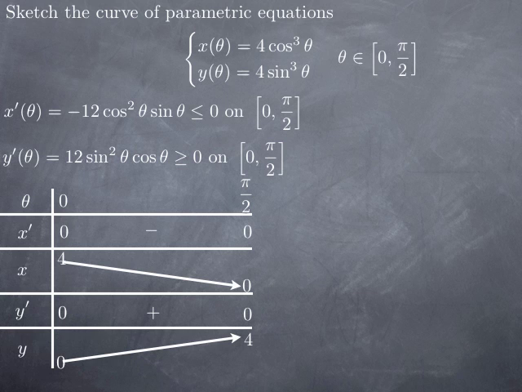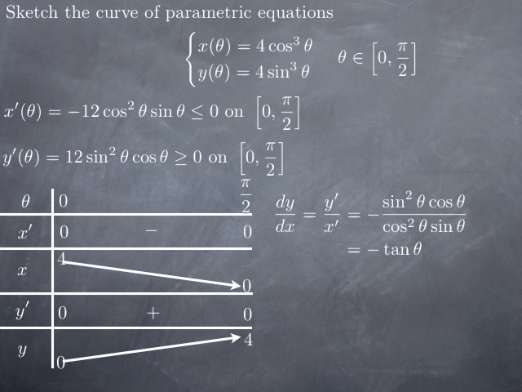The value of x at 0, if you plug theta equals 0 in the expression for x, you get 4 times 1, so x is 4, and at pi over 2 the cosine is 0 and therefore x is 0, whereas for y, when we plug 0 we obtain 0, and when we plug pi over 2 we obtain 4 times 1, so 4. So x is decreasing from 4 to 0 while y is increasing from 0 to 4.